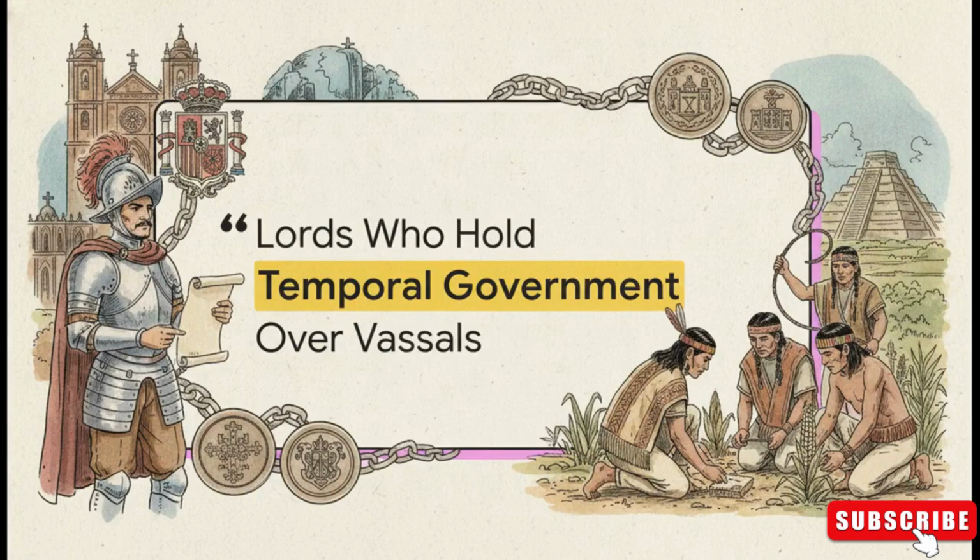Notice the very specific language used in this training exercise. By officially referring to the colonizers as lords who hold temporal government and Native Americans as vassals, the document is formalizing a strict hierarchy. It shows us that this wasn't just random chaos or unofficial exploitation. It was a highly formalized, bureaucratically justified system of control heavily documented by the institutions of the time.